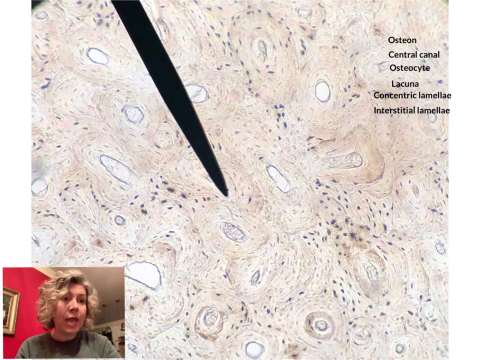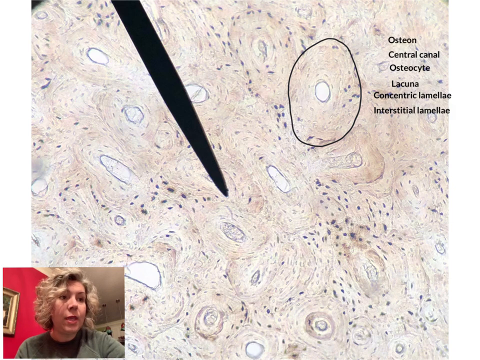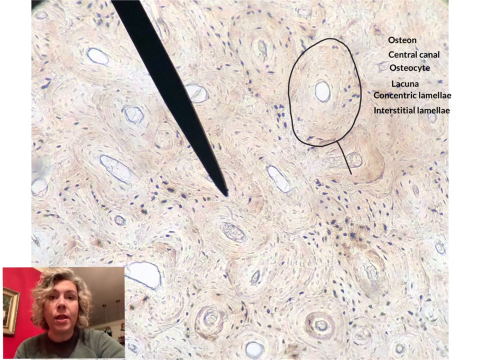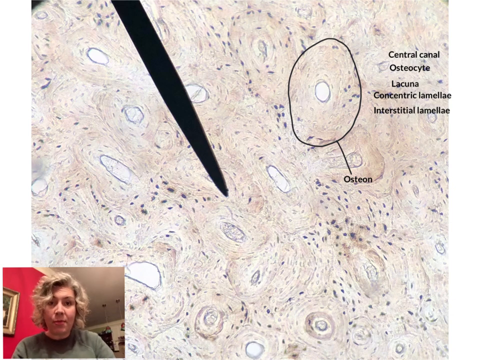So I'm just going to pick out one osteon. I'm going to circle this guy right here. This would be one osteon, which is a unit of compact bone. That's how we would describe that.